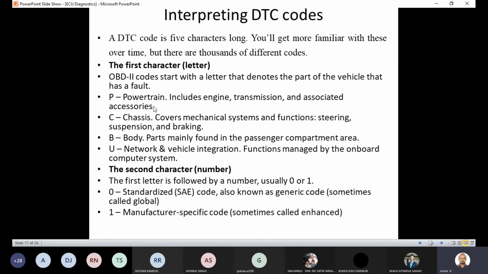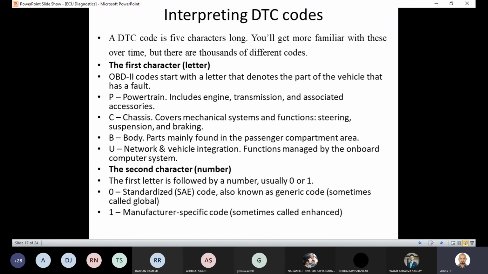P codes are related to powertrain errors, including engine, transmission and associated accessories. C codes are related to chassis ECUs, covering mechanical systems like steering, steering related ECUs, suspension, braking and all those things. B codes are related to body errors found in the passenger compartment area. And another code is the U code, which is related to the network and vehicle integration functions managed by the onboard computer system. So whatever errors happen related to network issues, for example, CAN network or LIN network or whatever network you're using, those informations will be related to network issues.